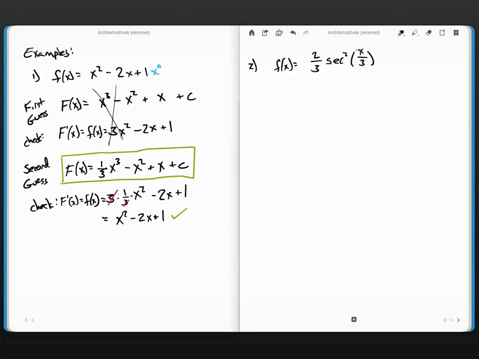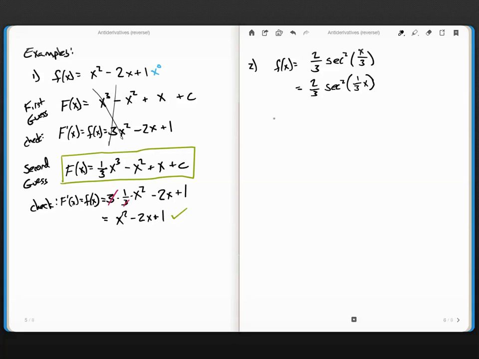Now, first of all, this is going to be a hassle, this x over 3, so I'm going to rewrite this as 2/3 secant squared of 1/3 x. It's just a little easier for me to look at, because now it looks like a constant times x, so when I do the chain rule, that's going to be easier for me. Well, I recall that the derivative of tangent is secant squared.